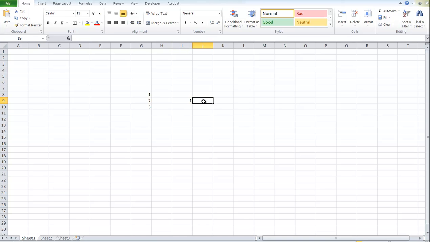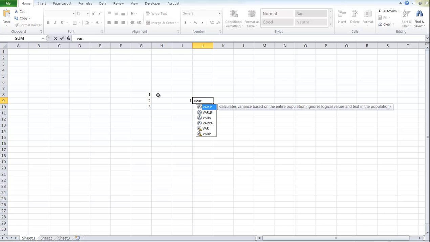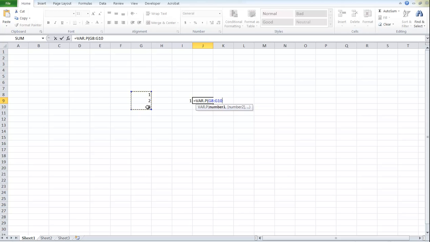On the other hand, we could do this one, var.p, population, and this one should divide by something else, and it divides by n, so dividing by something bigger, so the answer is smaller, as we can see. Okay, that's all.